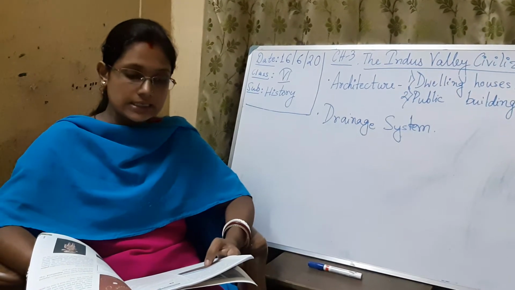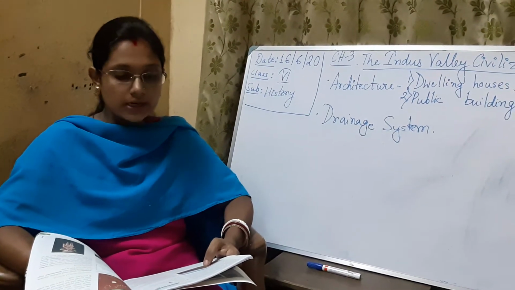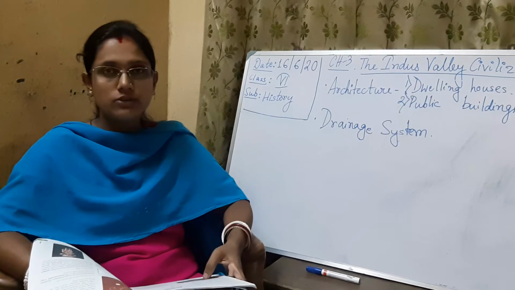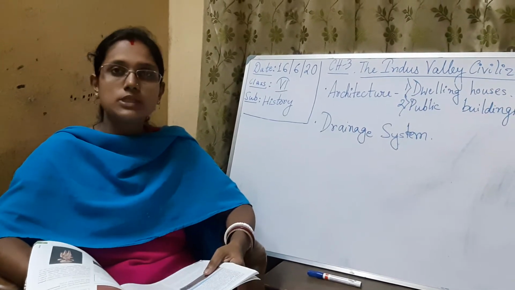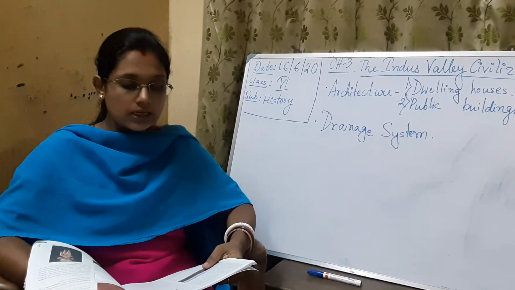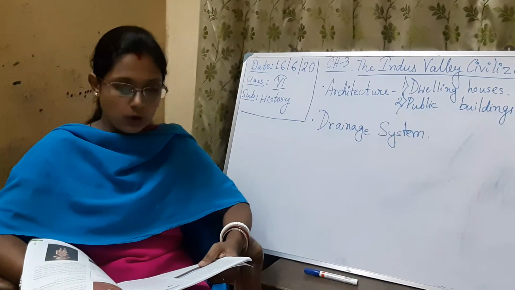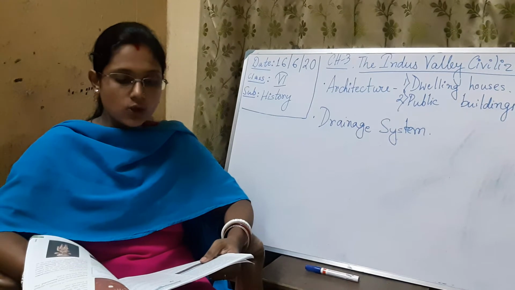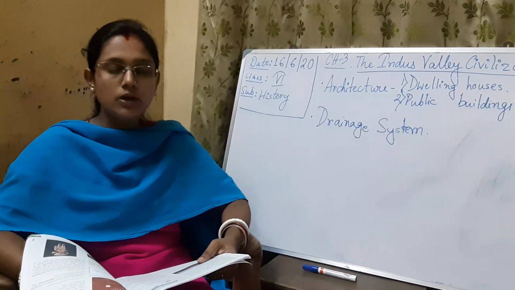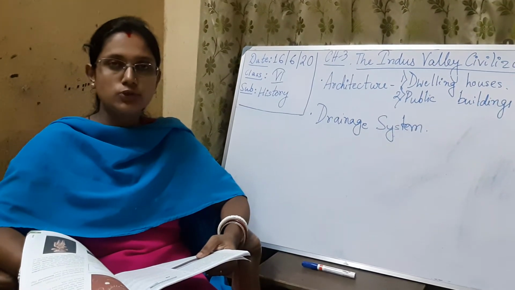And it had 6 entrances. A central bathing pool, meaning in the center there was a bathing pool, and galleries and dressing rooms were present surrounding that pool. 2 flights of steps led to the bottom of the pool, meaning from 2 sides 2 flights of steps were there.